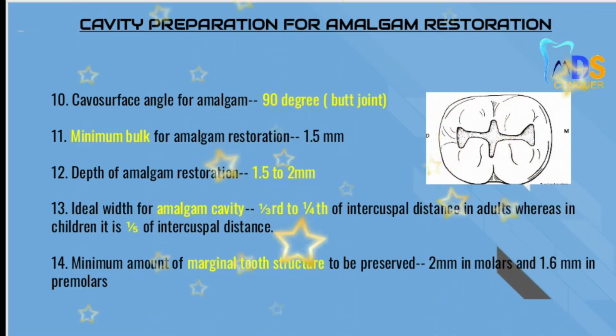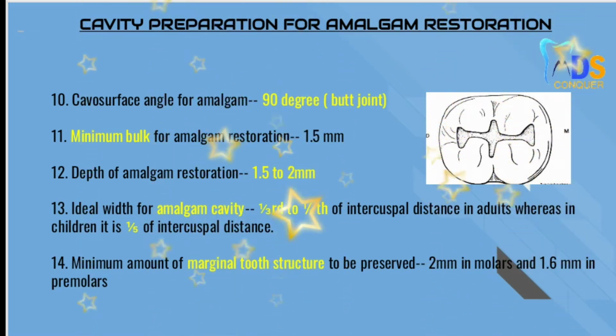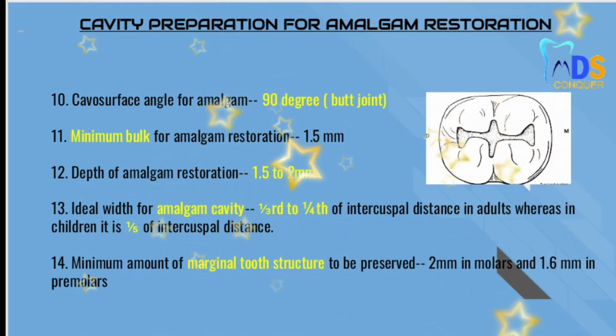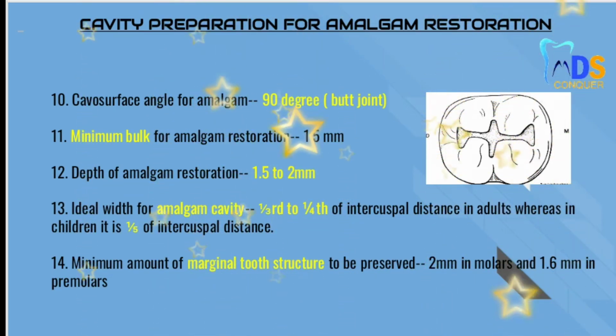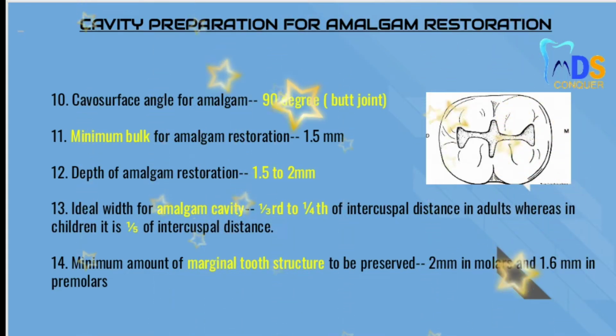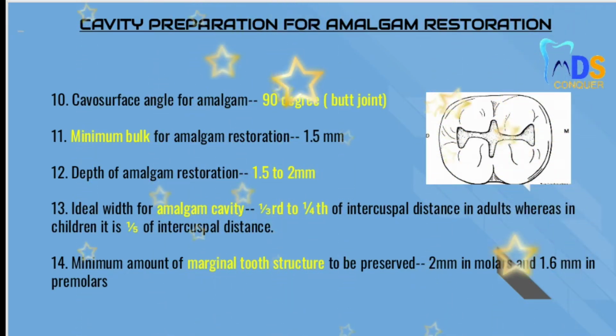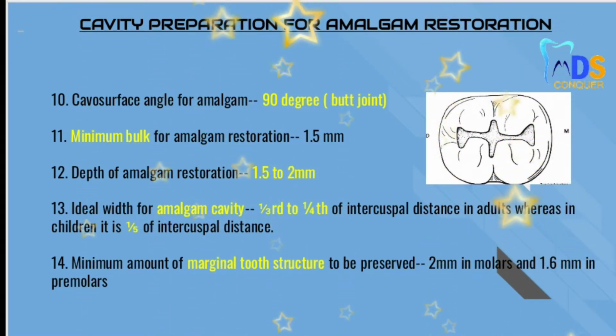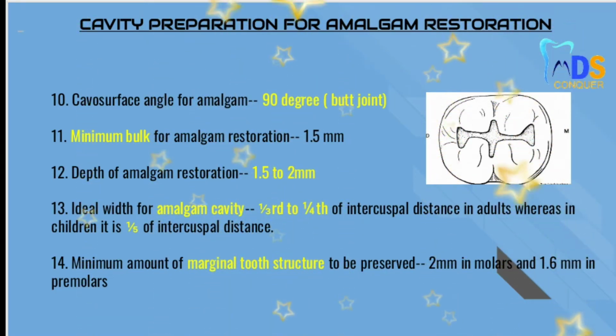Point number 13, the ideal width for amalgam cavity should be around 1/3 to 1/4 of intercuspal distance in adults, whereas in children it should be around 1/5 of intercuspal distance. Point number 14, minimum amount of marginal tooth structure to be preserved is around 2 mm in molars and 1.6 mm in premolars.